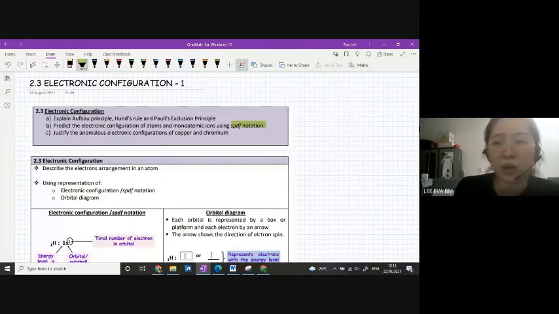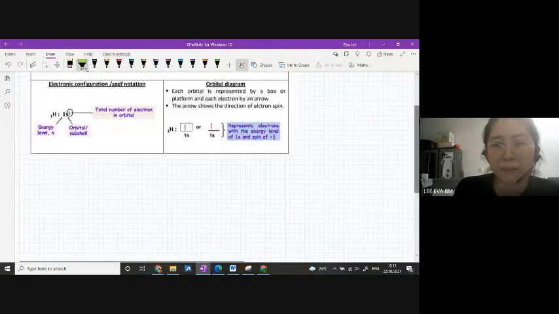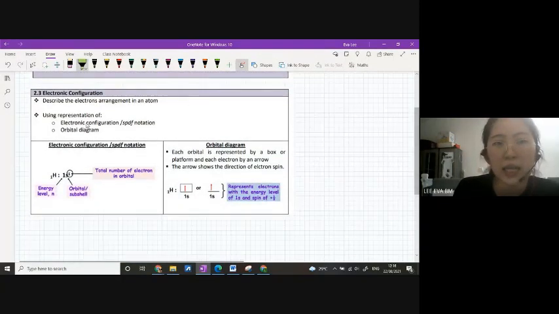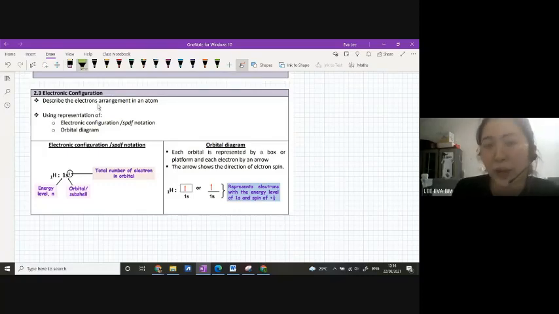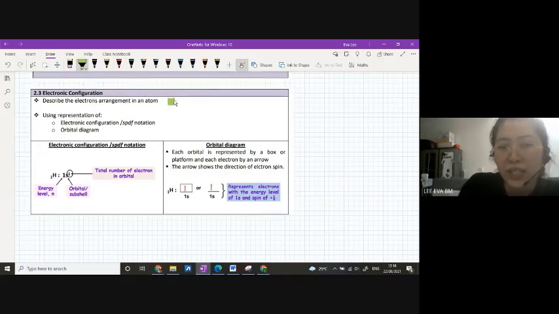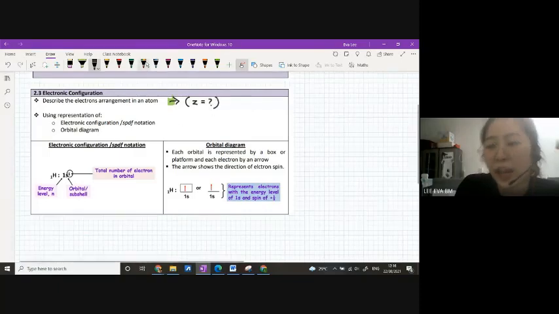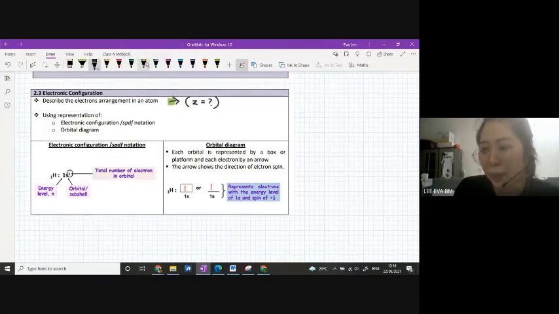So first of all, what is electronic configuration? So as you see over here, electronic configuration is to describe how the electrons arrange inside one atom. So for every element, they will have different electronic configuration. Okay, so yang ini electronic configuration depends on, you need to know about the proton number. So for every element or every atom being asked, you need to identify what is the proton number.